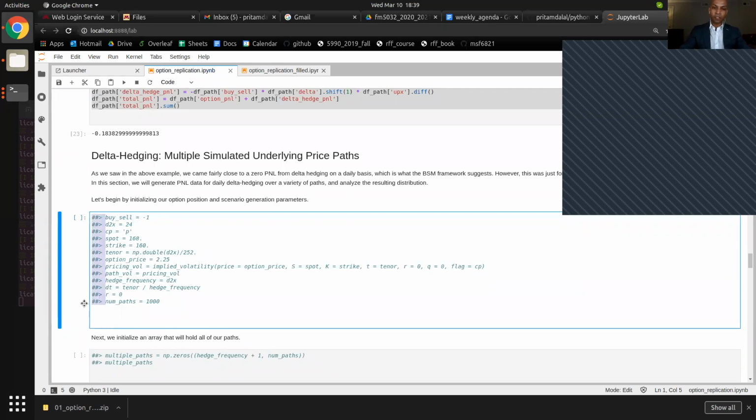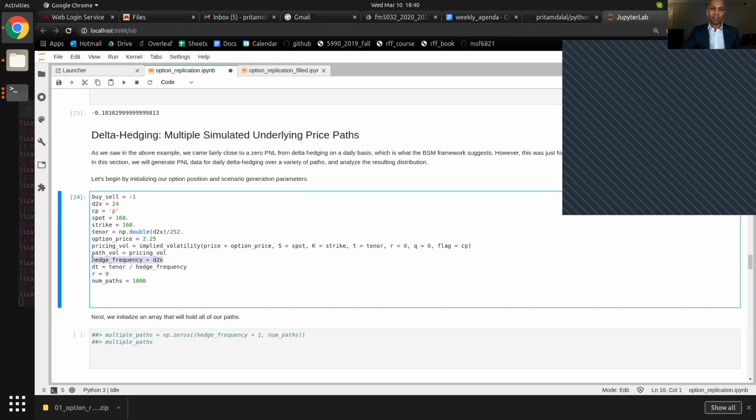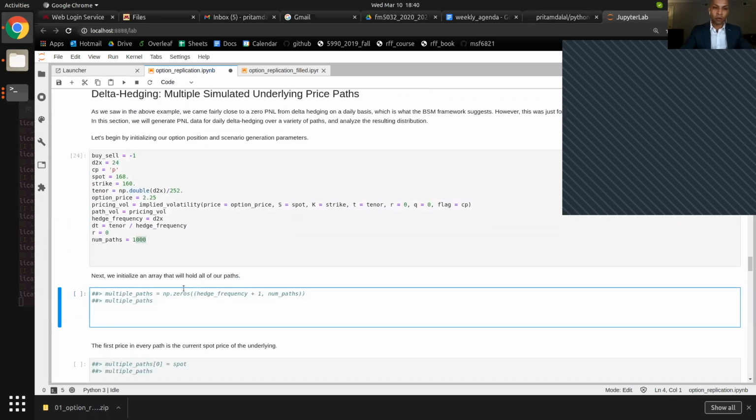Okay, so these are all the preliminary values for our scenario generation. It looks like I'm actually going to sell an option rather than buy. It doesn't really matter, again, it's just the negative. 24 days to expiration. These are all the option price things. Pricing vol is the implied volatility. Path vol is the same as pricing vol. Okay, so the hedge frequency: we're going to hedge 24 different times, so basically once a day. The amount of time between hedging is the full tenor of the option divided by 24, so basically one business day. Risk-free rate is going to be 0, and we're going to generate 1,000 paths. So let's go ahead and initialize an array.